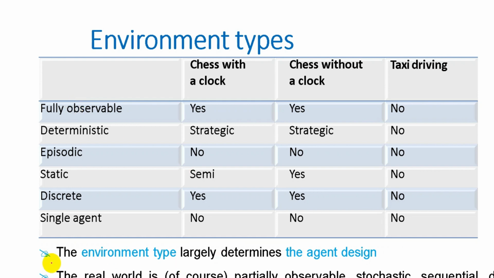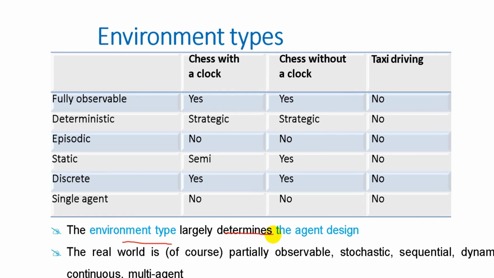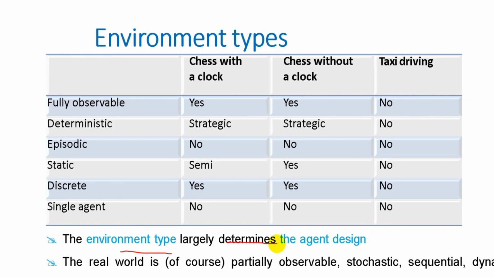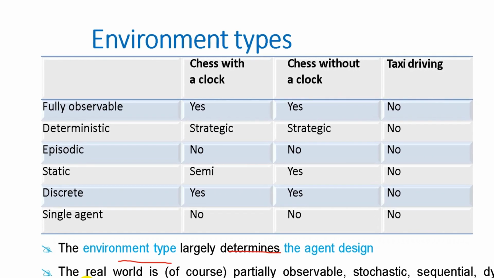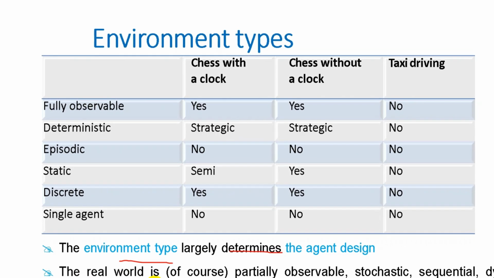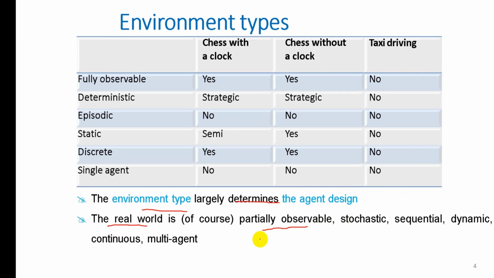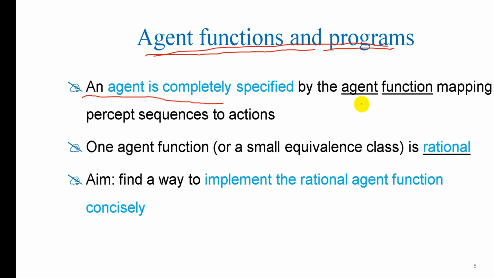In this way we can summarize the environment types. The environment type largely determines the agent design or interface. The real world, of course, is partially observable, stochastic, sequential, dynamic, continuous, and multi-agent.